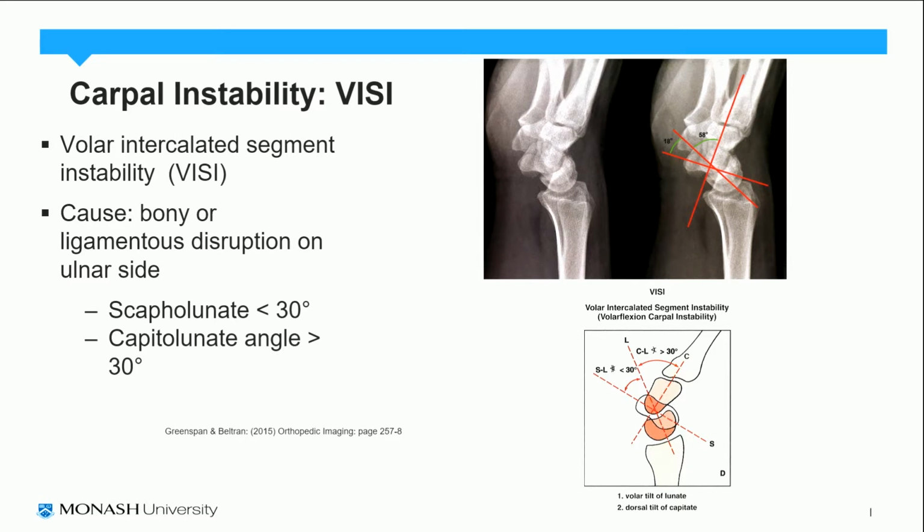VISI is then the volar intercalated segment instability, and this is where there's bony or ligamentous disruption on the ulnar side. The scapholunate angle is now reduced to below 30 degrees, and the capitolunate angle is increased above 30 degrees, and we can also see that on our X-ray images at the top.